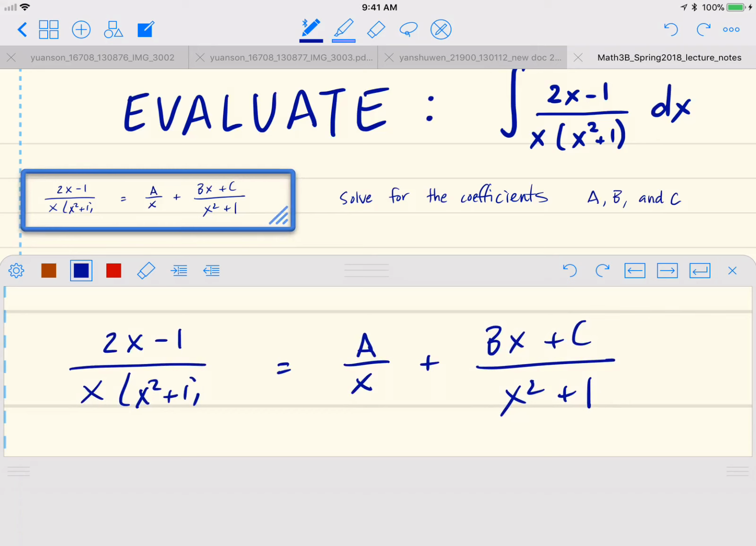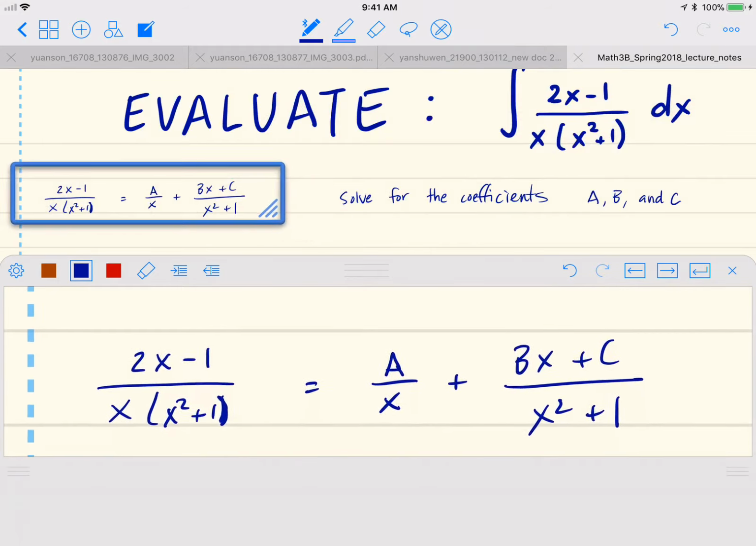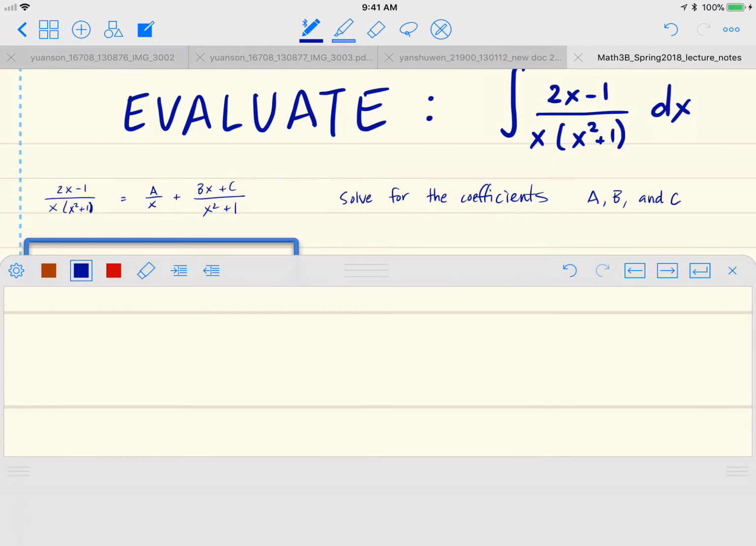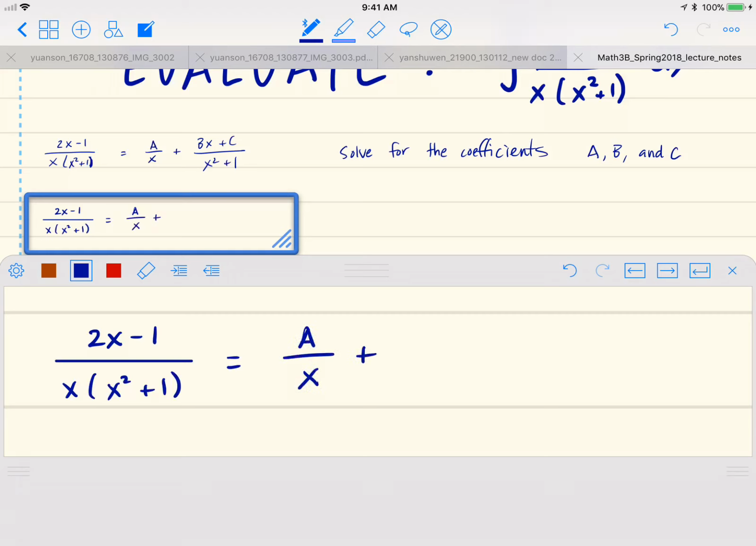Okay. So let's see here. This is our partial fraction decomposition form. And again, our first step in order to evaluate this integral is going to be to solve for the coefficients a, b, and c. So let's go ahead and do that. If I know that 2x minus 1 divided by x times x squared plus 1 is equal to a over x plus bx plus c over x squared plus 1.